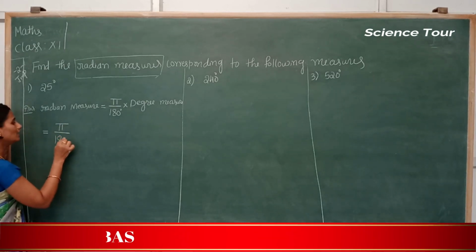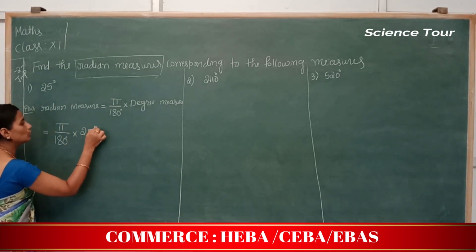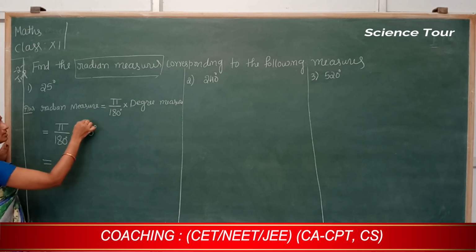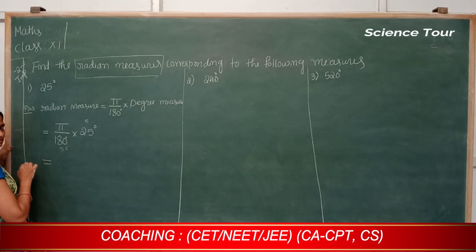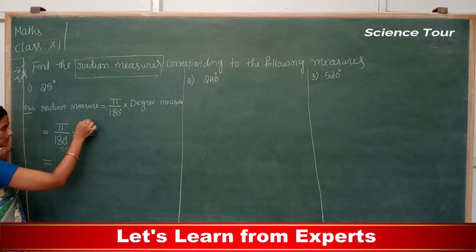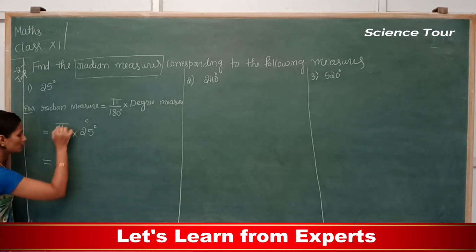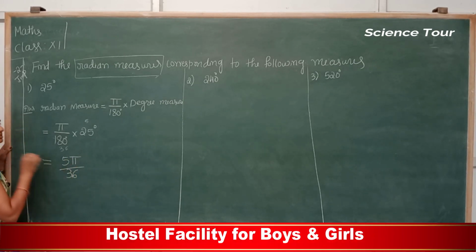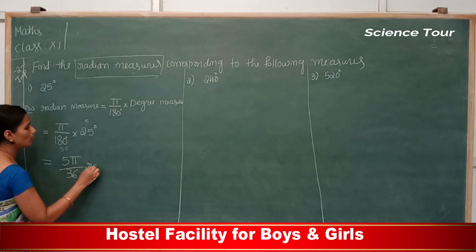So 180 degree into 25 degree. Now the simplification. 5 5s are 25. 5 3s are 15, 16, 17, 18, 30. 5 6s are 30. Correct? So 5 and 36, is it possible to cancel? No. So what is your final answer? 5 into pi divided by 36. Correct? Substitution is important, and simplification.